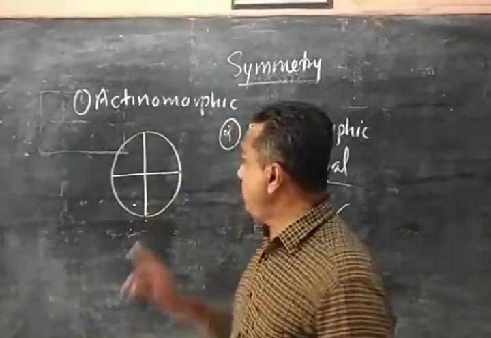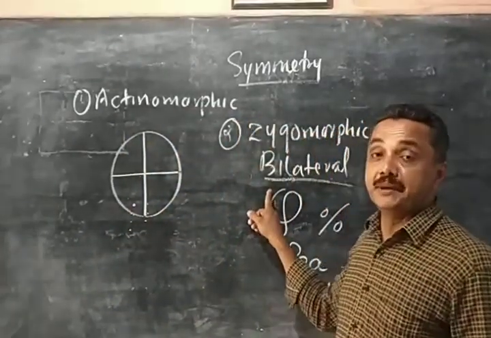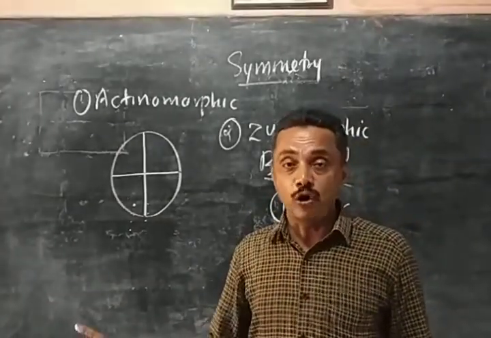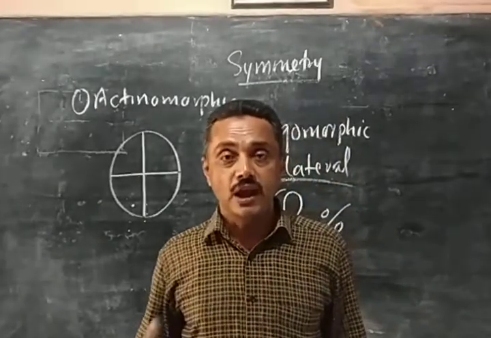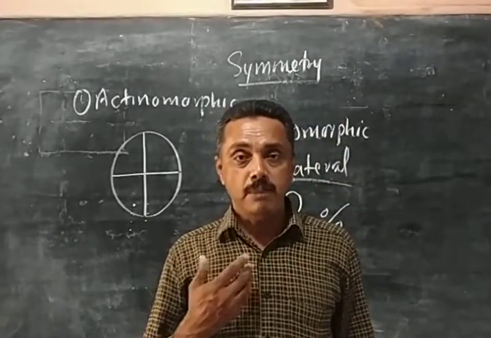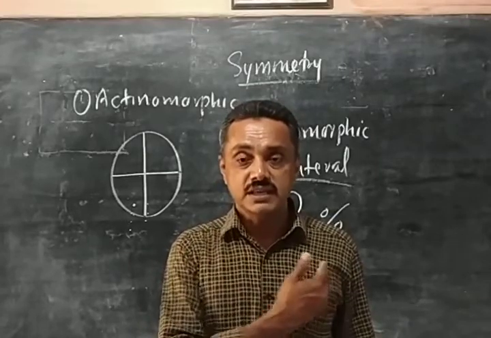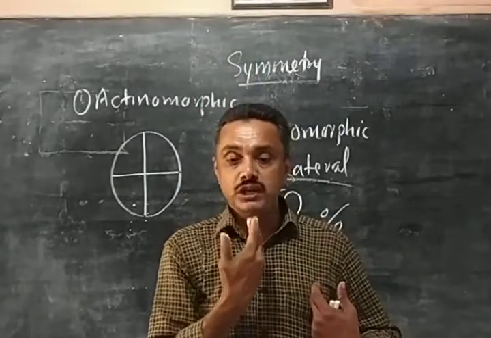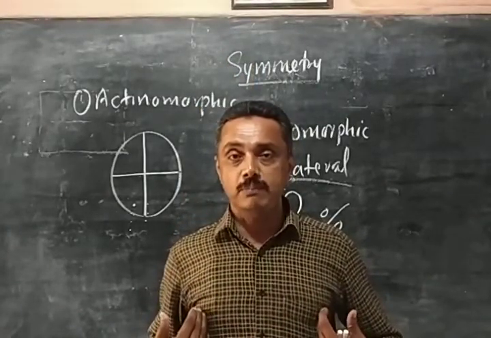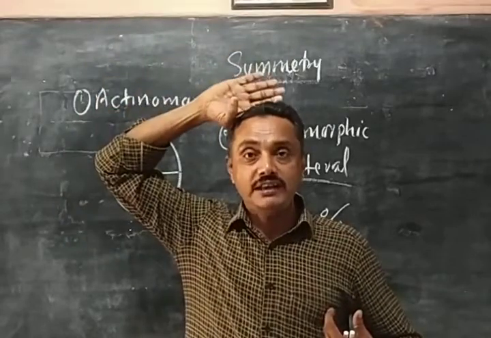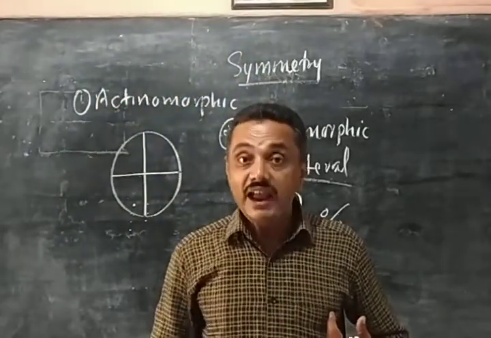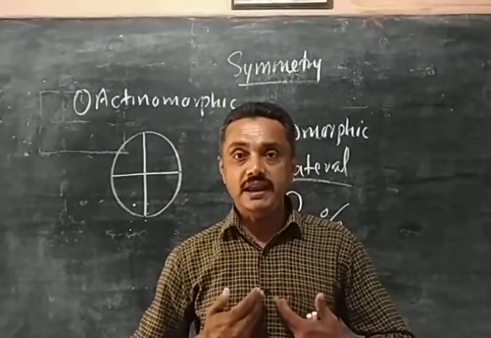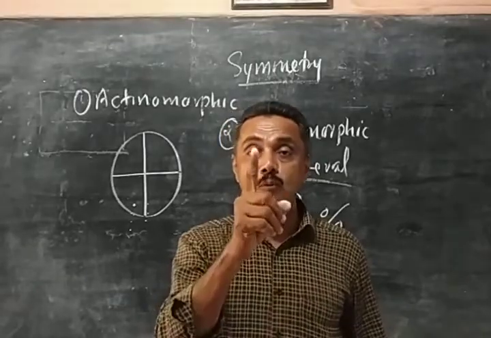What is zygomorphic or bilateral symmetry in animals? Zygomorphic means getting equal halves in one plane only. Bilateral, both sides symmetric. We humans are bilateral symmetry. We will get equal halves in this plane only. Cutting through this plane, we will get equal halves, only one plane. In this plane we are cutting, we will not get equal halves. Bilateral symmetry or zygomorphic.